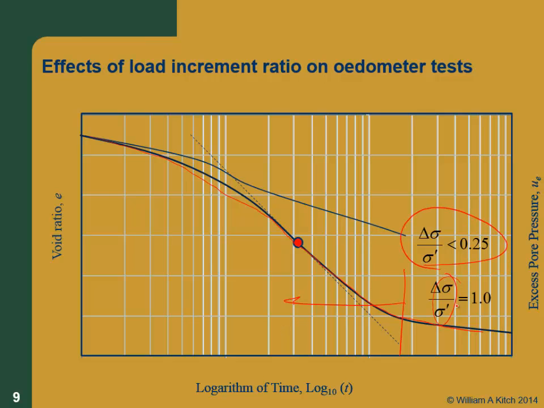So if you use a load increment ratio, the most common load increment ratio in our test is 1, right? You got 200 kPa on the test, you put 200 more for 400. Next one, you put 400 for 800, you put 800 for 1600. So that's the most common we do.